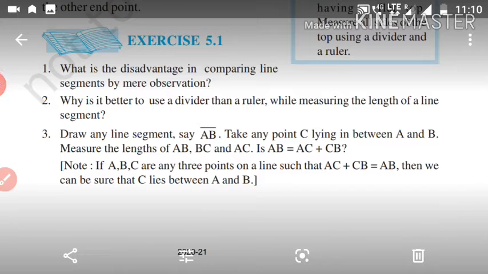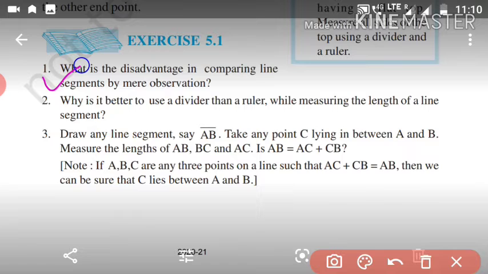In this video I will cover class 6 maths chapter number 5 exercise 5.1. For the introduction part you can go to my YouTube channel and you can find it there. So here I will solve exercise 5.1 question number 1.